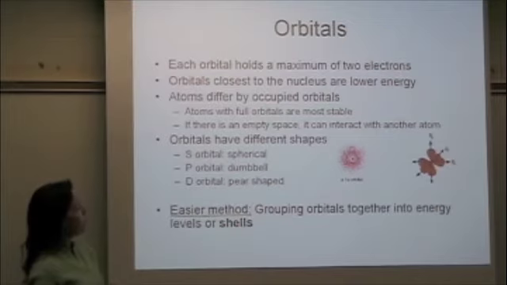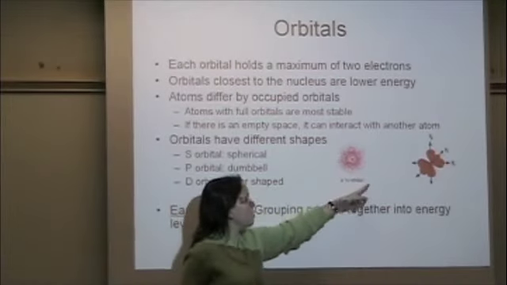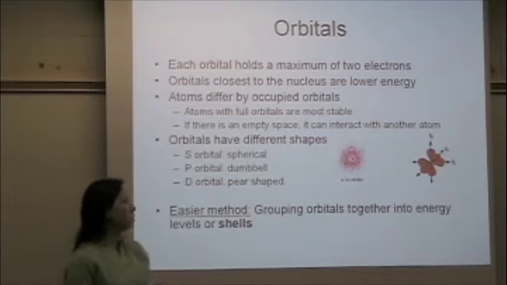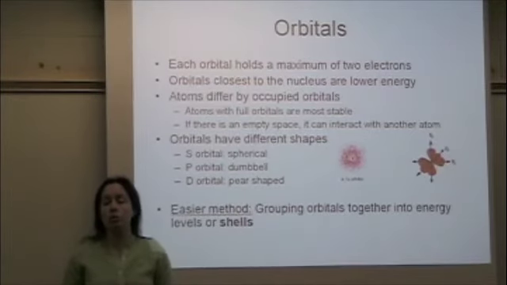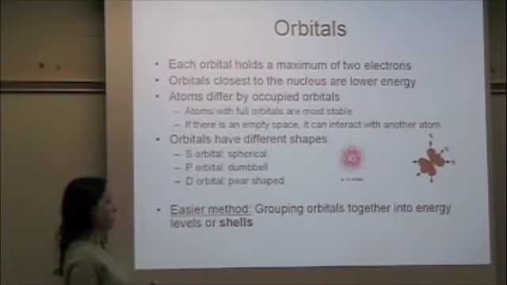So the orbitals have different shapes. These are some cartoon diagrams to illustrate that. The s orbital is spherical shaped. P orbitals are shaped like dumbbells. There's also a d orbital that is pear-shaped. I won't ask you to remember any of these shapes. All I want you to know is that they have different shapes.